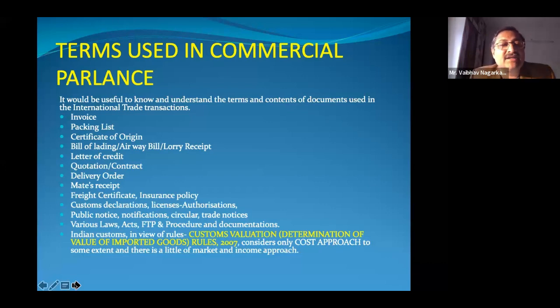From the packing list, where dimensions, weight and volumes can be given. Certificate of origin is also a set of documents we talked about, where under preferential trade agreements, the discounts happen based on the certificate of origin. Bill of lading in case of sea movement, airway bill in case of air movement, are also speaking documents for doing valuation. LC, quotation, delivery orders, mate's receipts are also documents used for valuation purposes. So each document, friends, is used for valuation purposes.